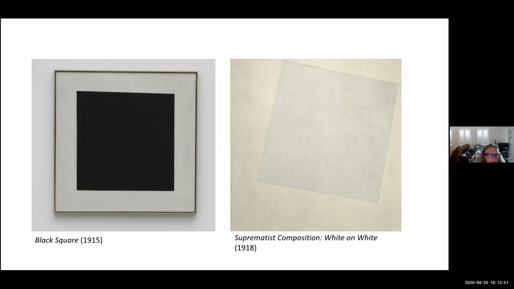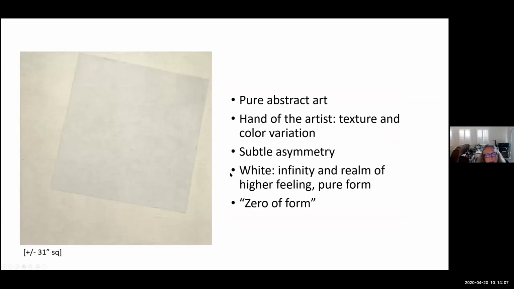This is not a white background on which he painted a black square. He painted them each as their own contained self, contained object. And we see, again, this white floating square within a white field. Let's look at this more closely here.